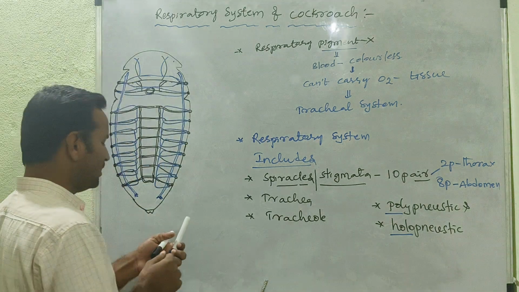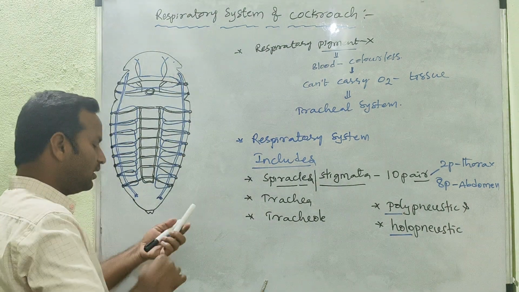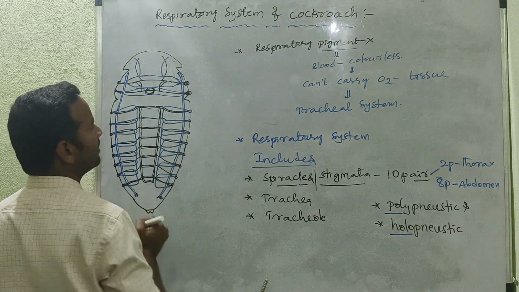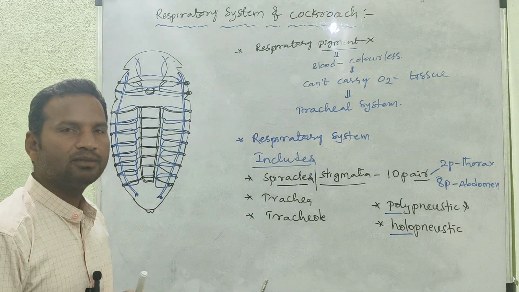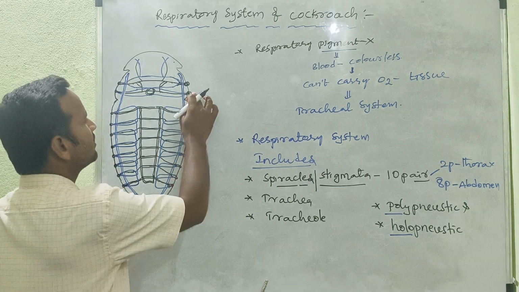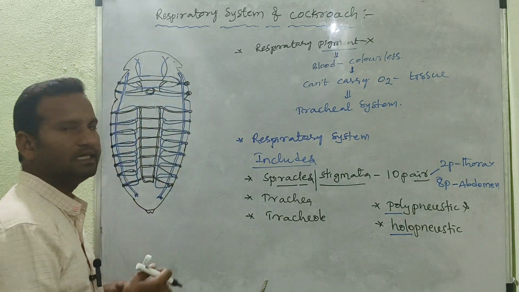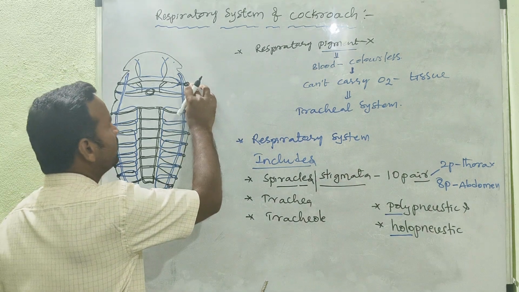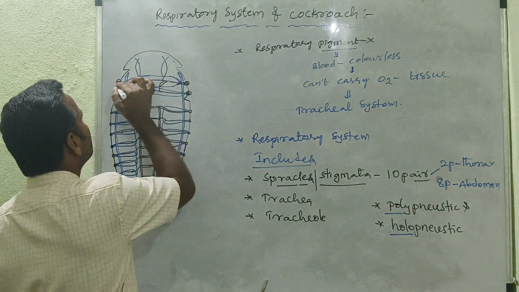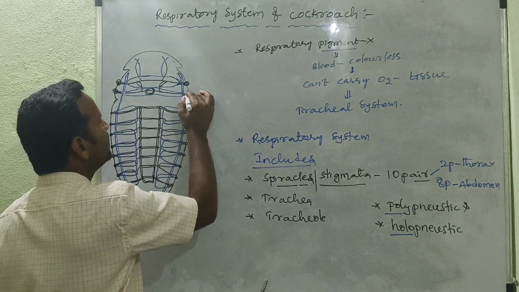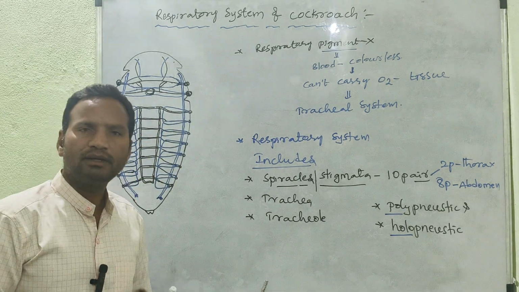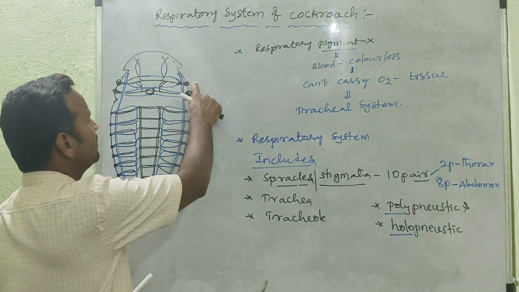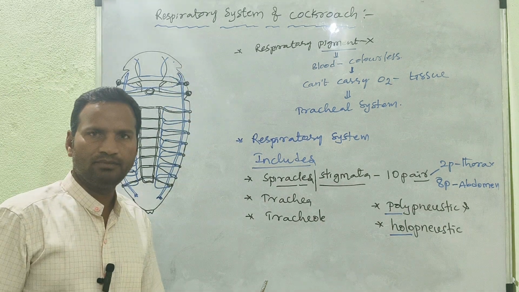And now come to the point. I will show on the board. Now see, what is this spiracle? I already told you that out of 10, 2 pairs of spiracles are present in the thoracic region, especially one pair in the mesothorax and one pair in the metathoracic segment. Okay? Mesothorax and metathoracic segments.